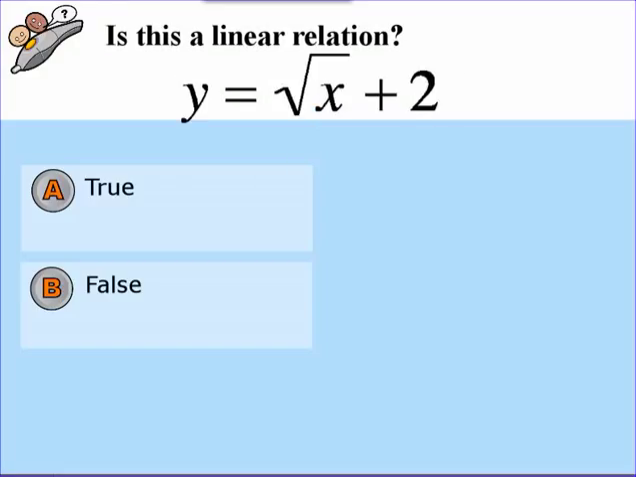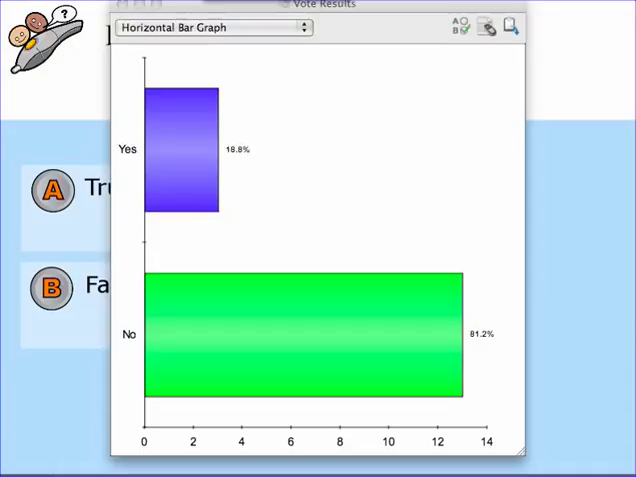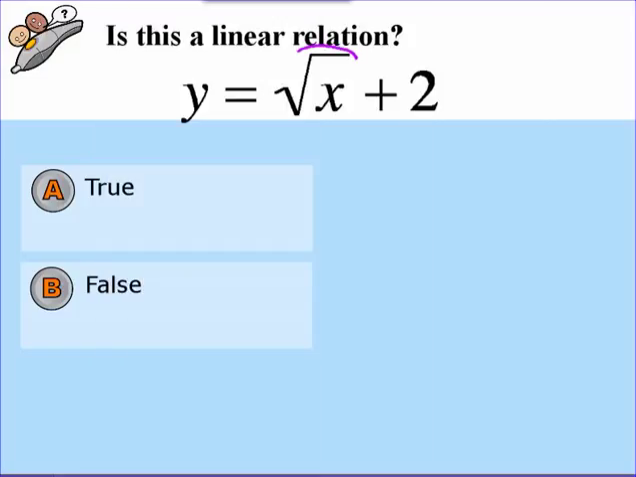So let's look at this one. Is that a linear relation? Yes or no? True or false? No. The reason this is not a linear relation is because of the square root. That's right. Just for your information, if you don't remember, the square root is actually the 1/2 power. So whenever you see a square root, it's the 1/2 power. So that is not a linear relation.